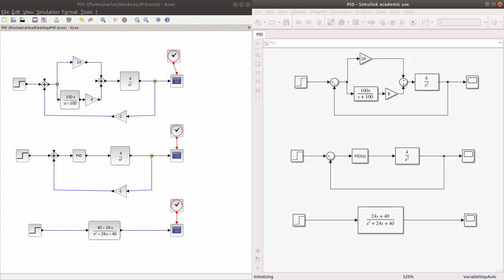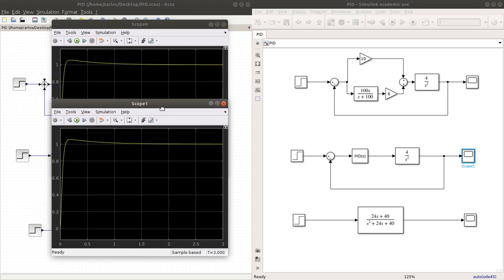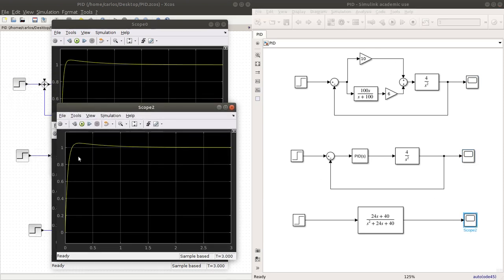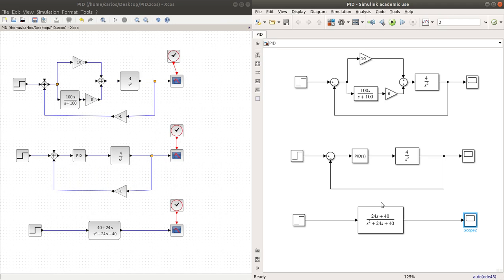So if I simulate this in Simulink and I open up scope 0, here's scope 0, so that's the one with the PID broken up. If I open up scope 1, here is exactly the same with the PID block using the internal PID block. And then here's scope 2, again 0 to 3 seconds, and here's all that well and good. So Simulink is capable of simulating the entire system the exact same way.